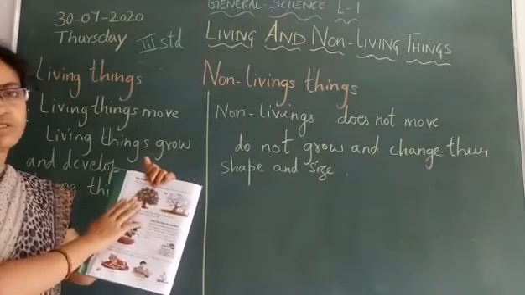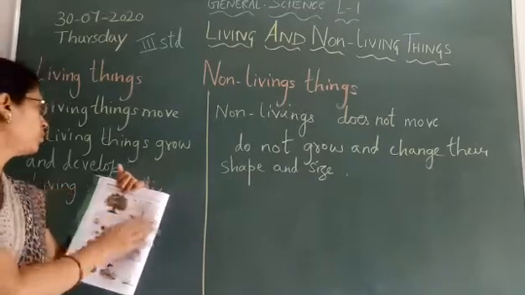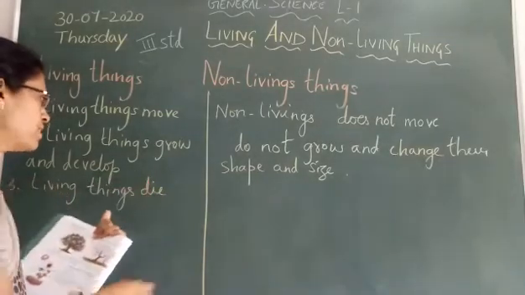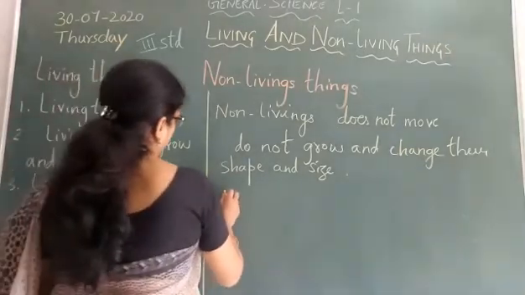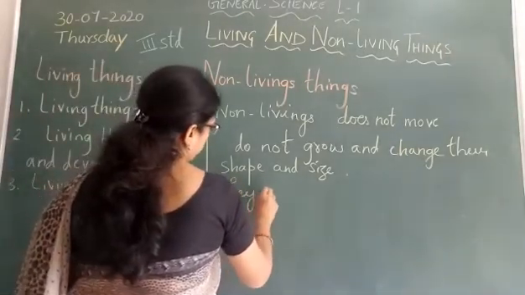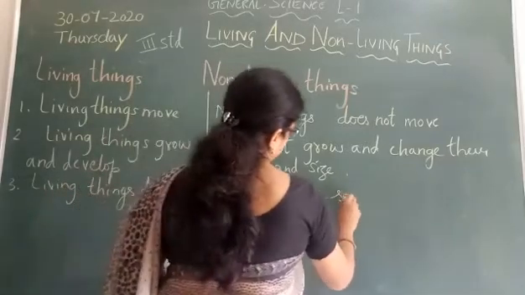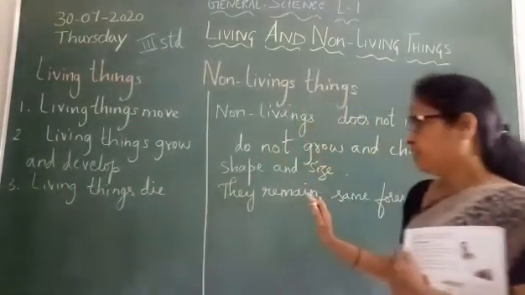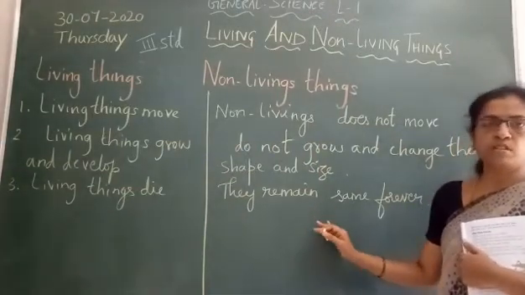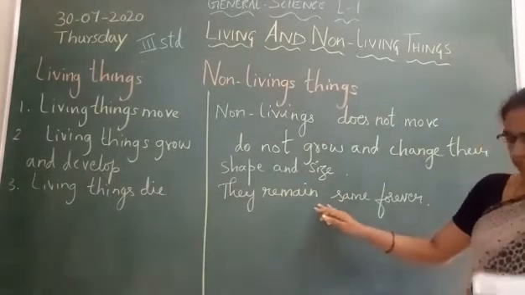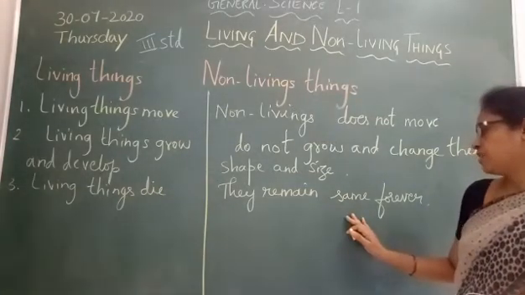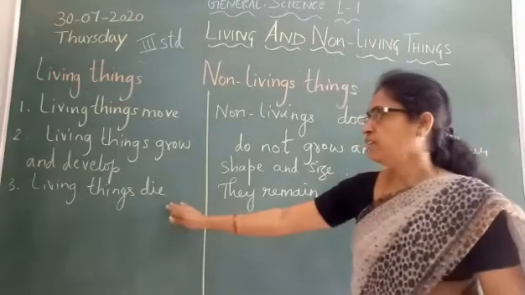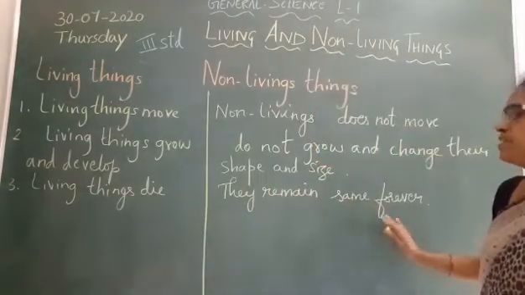It needs air, water and food, children. It will also grow; in the second point I told you it will grow and develop. One day all human beings, birds, animals have to die, whereas non-living things will remain the same forever. They won't die. For example, in your classroom benches are there, in your house chair, doll, so many things are there. Will they die? No, they won't die. They remain the same forever, isn't it? So this is the non-living things point. The third point is living things die; non-living things remain the same forever.